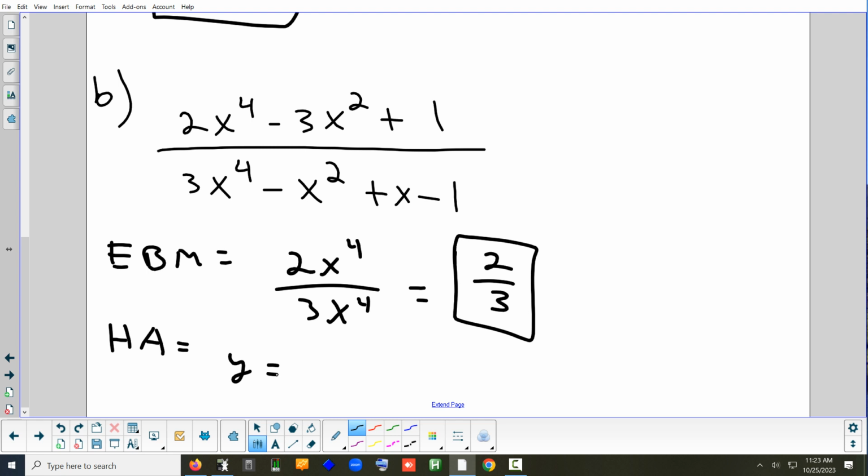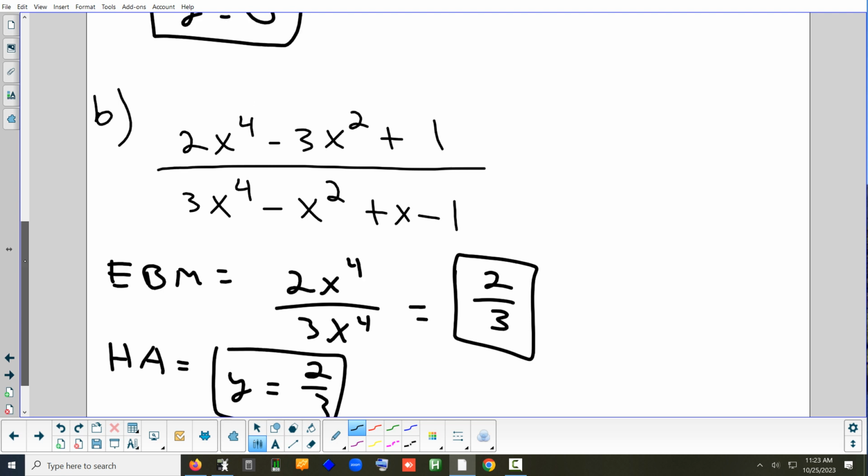Stays the same. So what is the horizontal asymptote? 2/3. Yep. So in that case, there was no x, so it basically just stays at 2/3. But it's still horizontal. And that's what we're going to study today.